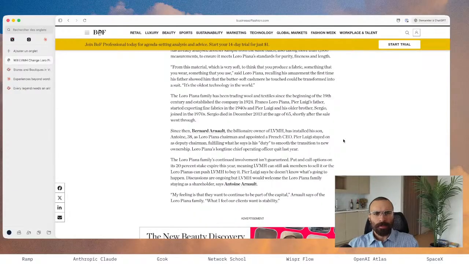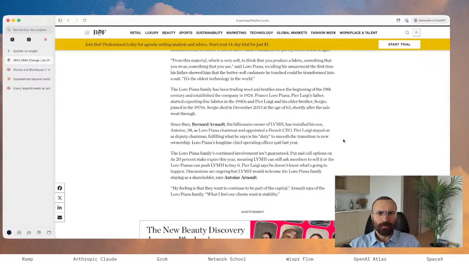Franco Loro Piana, Pierluigi's father, started exploring fine fabrics in the 40s, and Pierluigi and his older brother Sergio joined in the 1970s. Sergio died in December 2013 at the age of 65.